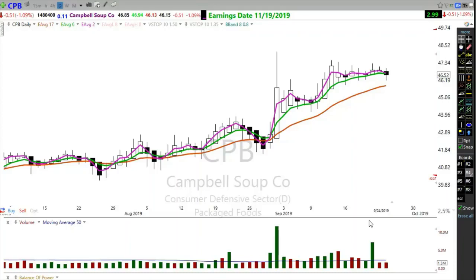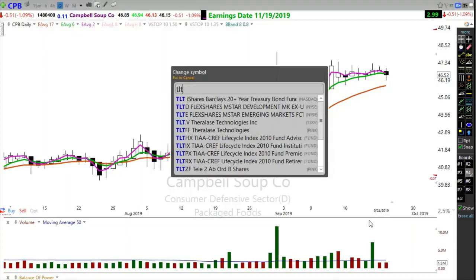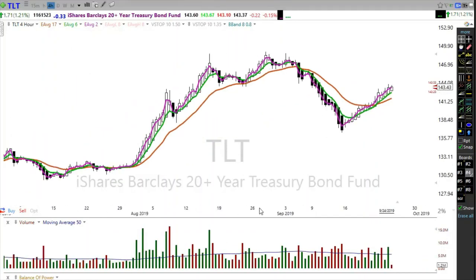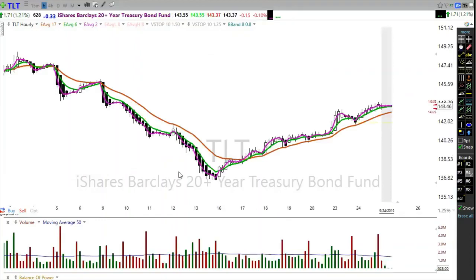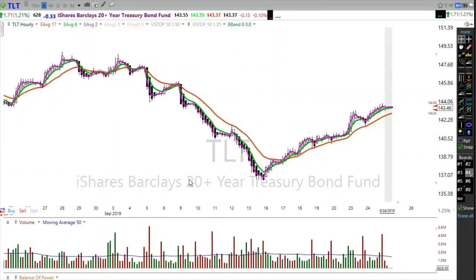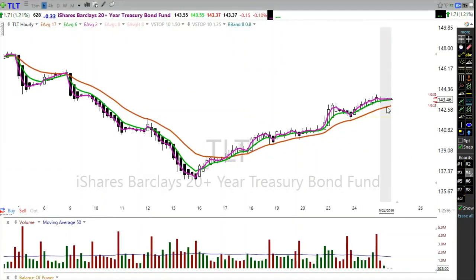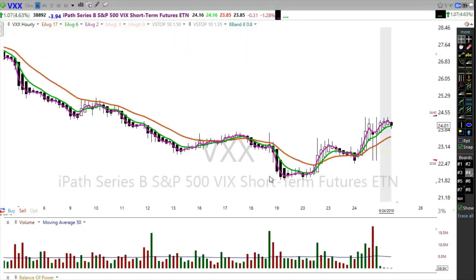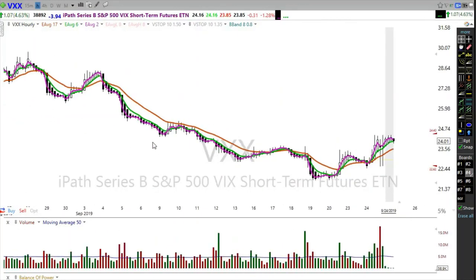Okay, TLT. Well, TLT has been trending on about anything. There's the daily. There's a 4-hour. Here's an hourly. Man, I mean, trade after trade after trade, upside and downside. It doesn't matter. Trade the VXX. Does it work on the VXX? Gee, it sure looks like it.